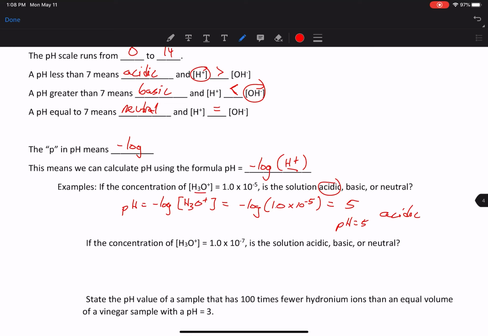Now, if the concentration of H3O plus is 1 times 10 to the negative 7, we'll do the same thing here. So we take the negative log of 1.0 times 10 to the minus 7, and that's going to be equal to 7. So if our pH is 7, that means we have a neutral solution.